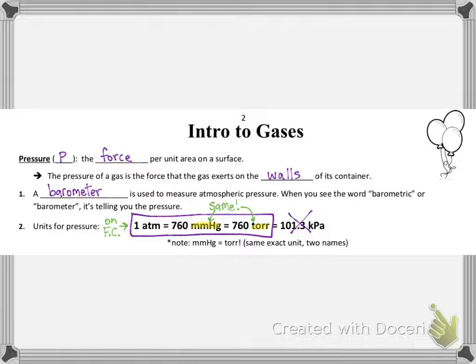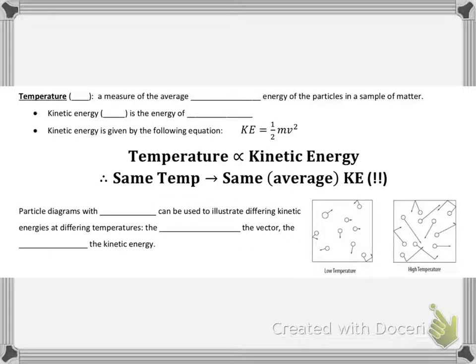Another important variable for gases is temperature. Temperature, of course, the letter T, is a measure of the average kinetic energy of particles in a given sample. Now, you may recall that kinetic energy, abbreviated KE, is the energy of motion. So the hotter something is, the faster its particles are moving. Kinetic energy is given by the equation 1/2 mv squared, which is given to you in your formula chart, where m is mass and v is velocity.